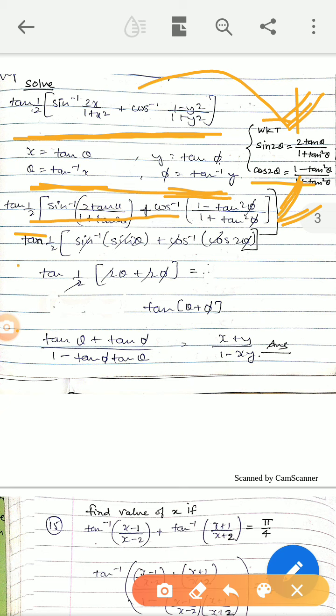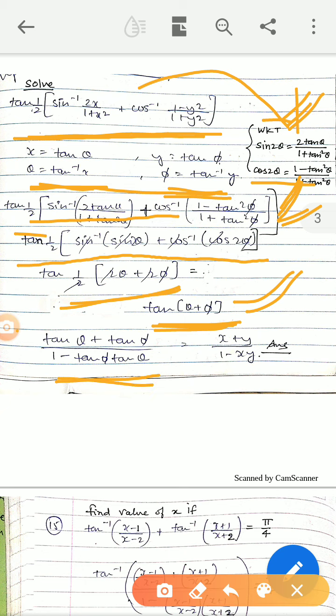When you use this formula, you will write tan of 1 upon 2 bracket sine inverse sine 2 theta plus cos inverse bracket cos 2 phi. Here cos inverse and cos cancel, sine inverse and sine cancel, you get 2 theta and 2 phi only. These two you take common and you can cancel. So you will get tan of theta plus phi, and the tan a plus b formula you already know, you will use tan theta plus tan phi upon 1 minus tan phi tan theta, that you can write as x plus y upon 1 minus xy.